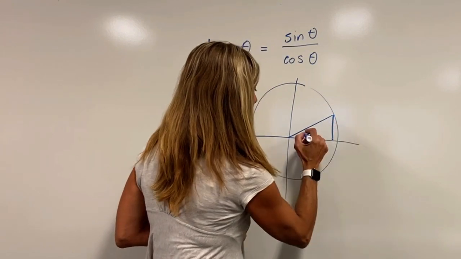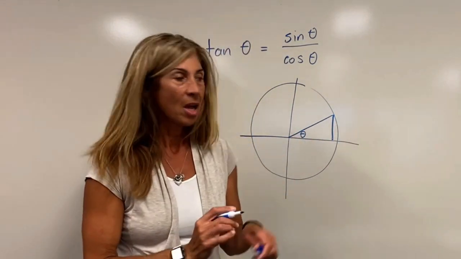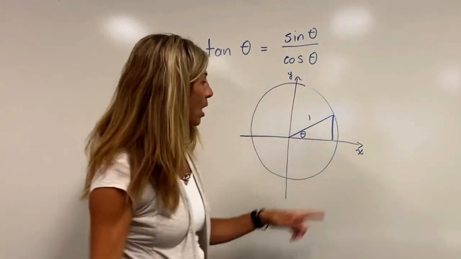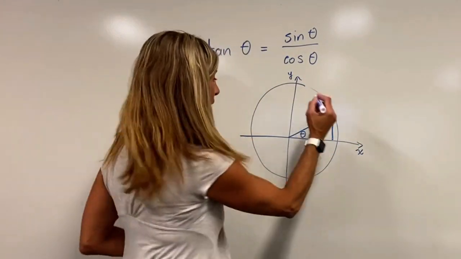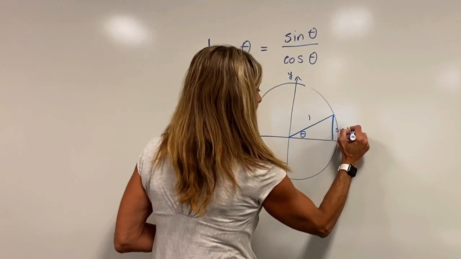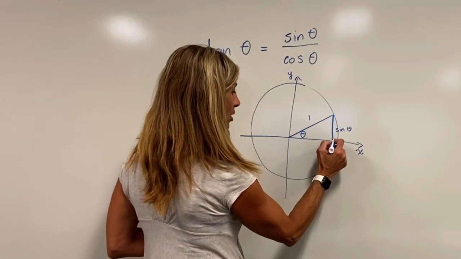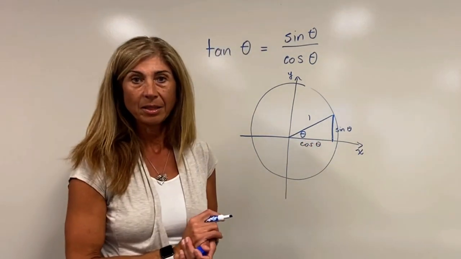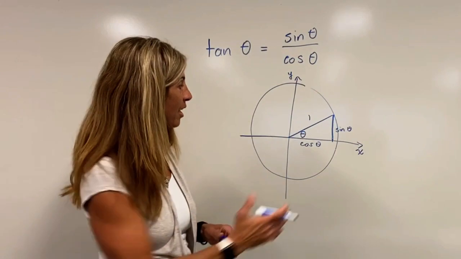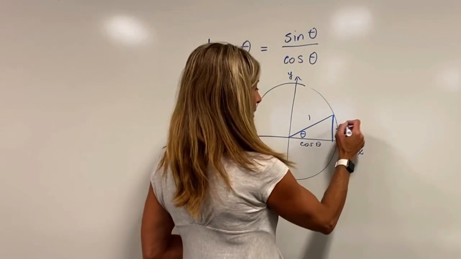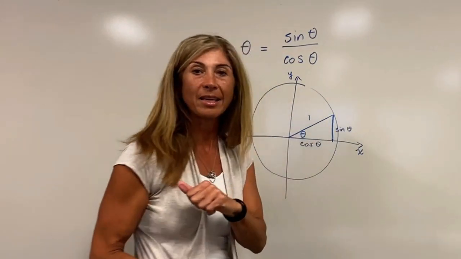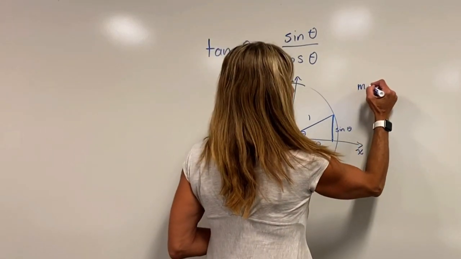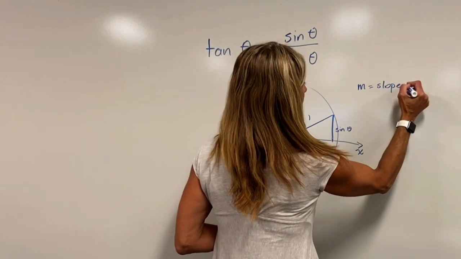Recall, if I have an angle theta on a unit circle, my vertical measurement, my height, happens to be my sine theta. My horizontal measurement, created by that angle, is cosine theta. So let's think about it. If we take sine theta and divide it by cosine theta, visually speaking, what does that give us on a unit circle? If you've said our slope, you are 100% correct.